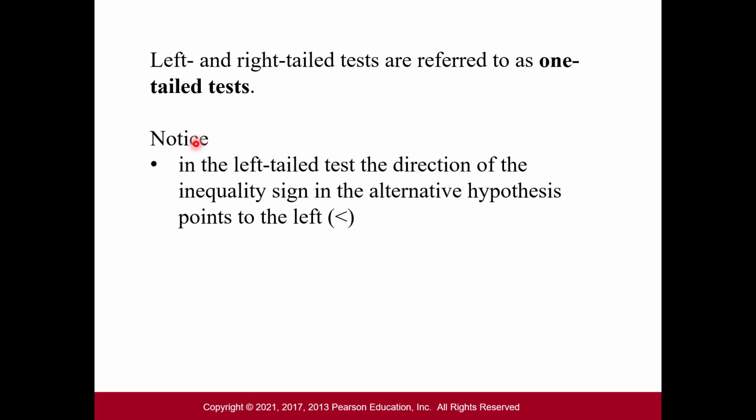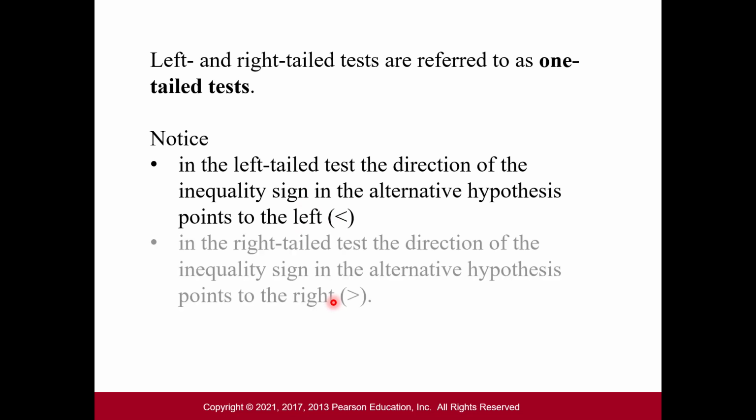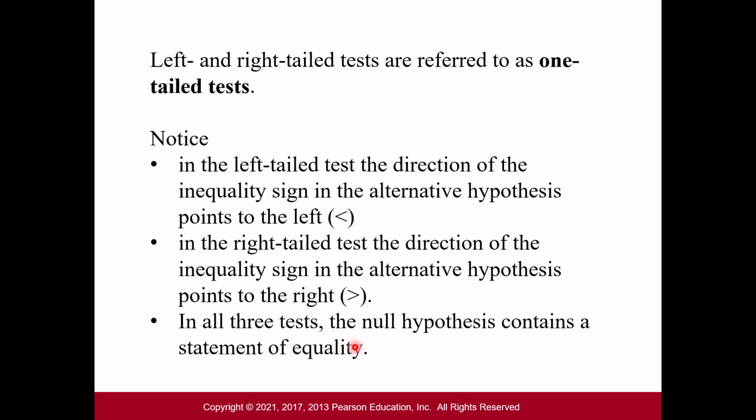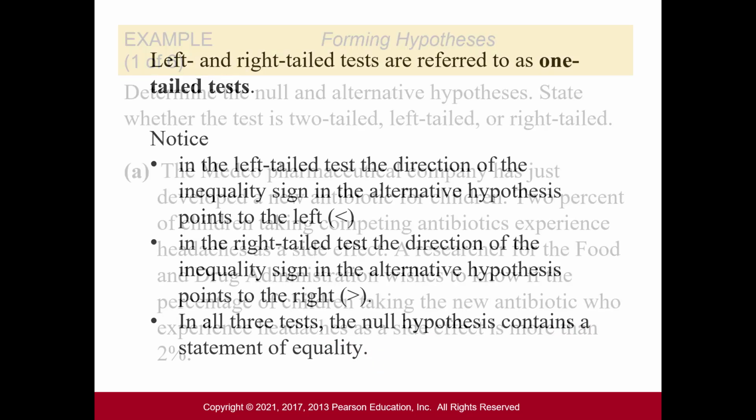A quick thing to notice: in the left-tailed test, the inequality symbol is pointing left, so the pointy side of the symbol points left. That's one way to remember that it's the left-tailed test. For the right-tailed test, the inequality symbol is pointing right. And in all three tests, the null hypothesis has an equal sign.